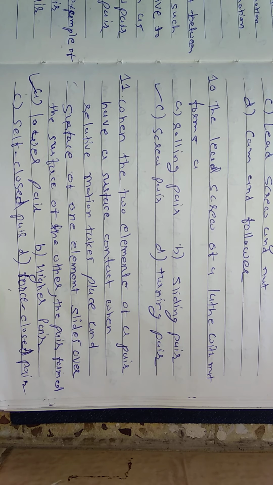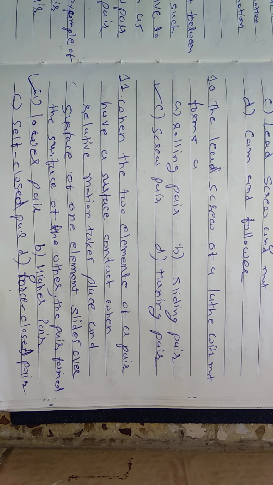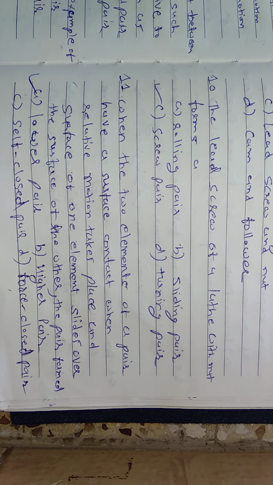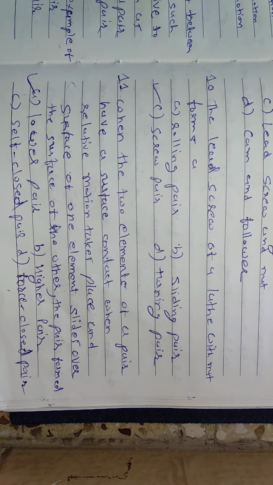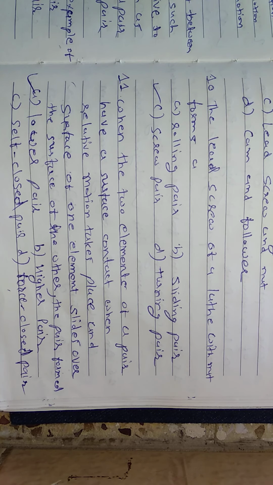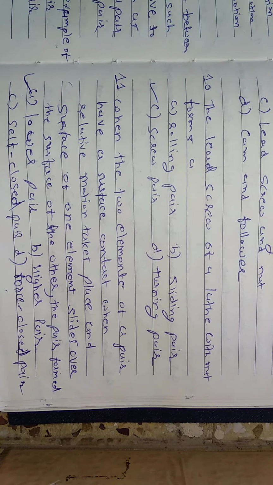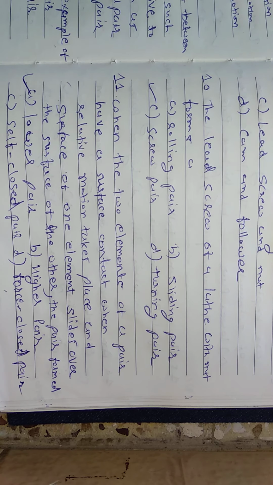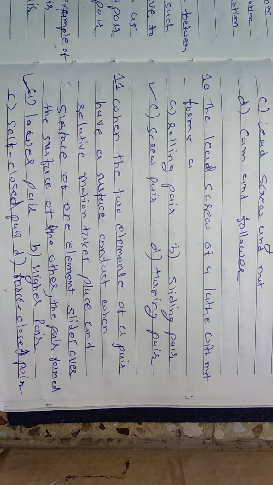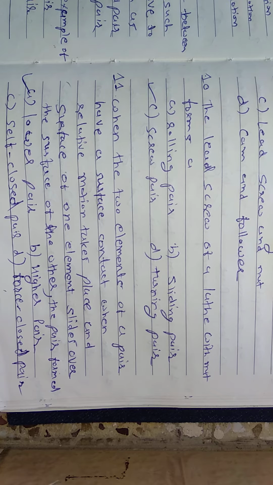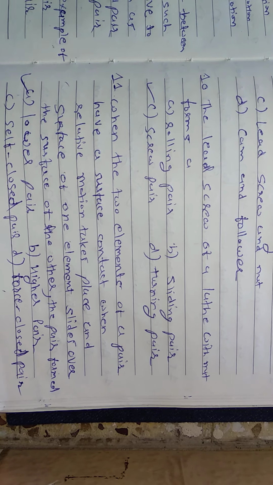When the two elements of the pair have a surface contact, please remember surface contact, when the relative motion takes place and the surface of one element slides over the surface of the other, the pair is known as a lower pair. Only a sliding motion, and you can see here the contact is in the form of a surface, so it is called a lower pair. Point and line contact is considered for a higher pair. Okay, so here with the surface contact, we have to consider the lower pair type of contact.